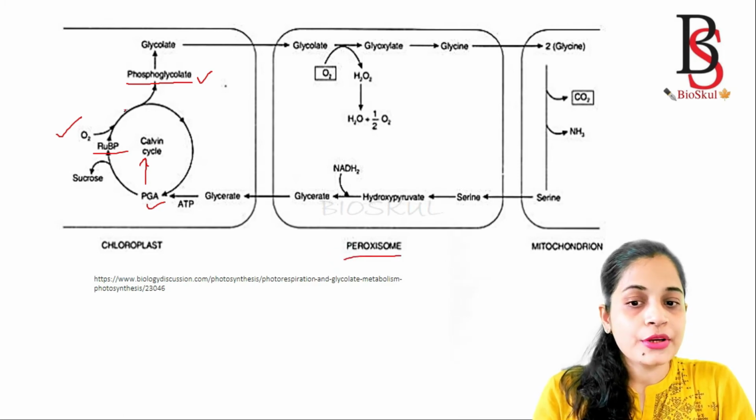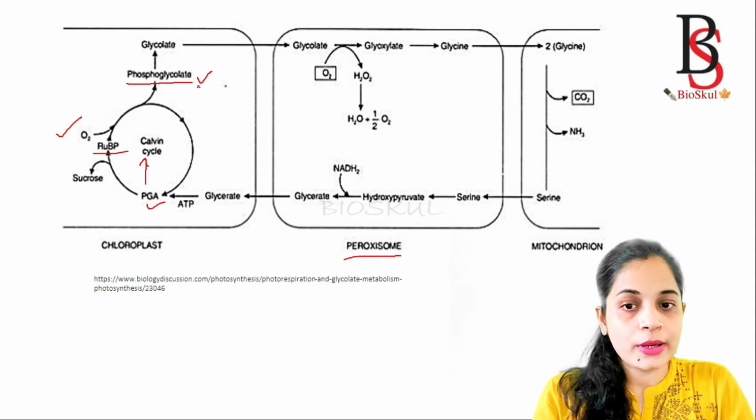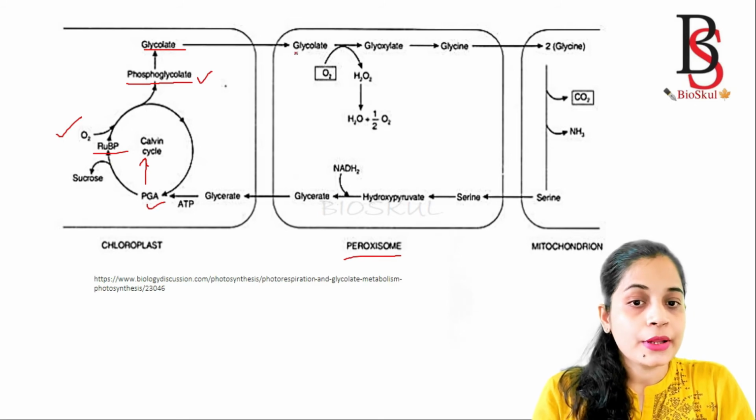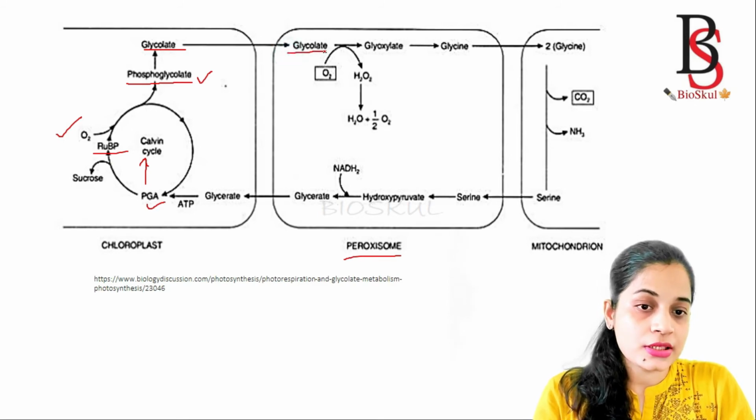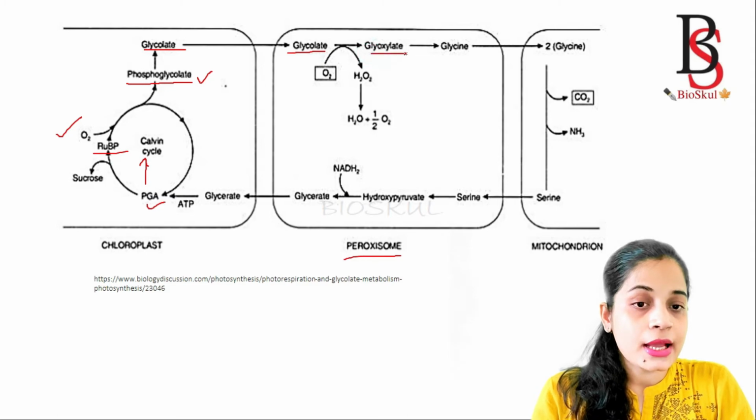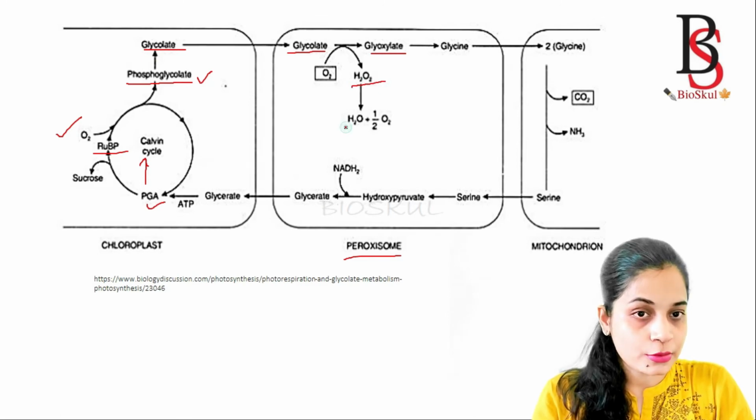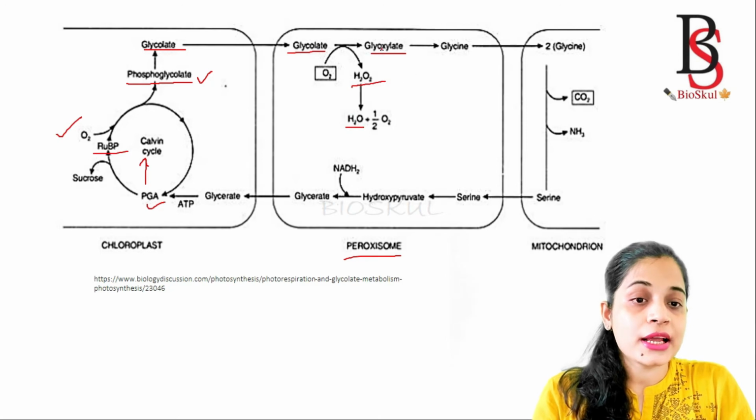The phosphoglycolate, which is formed in the chloroplast, will be converted into glycolate by the enzyme phosphatase. Then this glycolate from the chloroplast will be moved into the peroxisome. In the peroxisome, it will be oxidized into glyoxylate, and it also produces hydrogen peroxide. Hydrogen peroxide, by the action of catalase which is present in the peroxisome, is converted into a water molecule. Then the glyoxylate forms glycine.